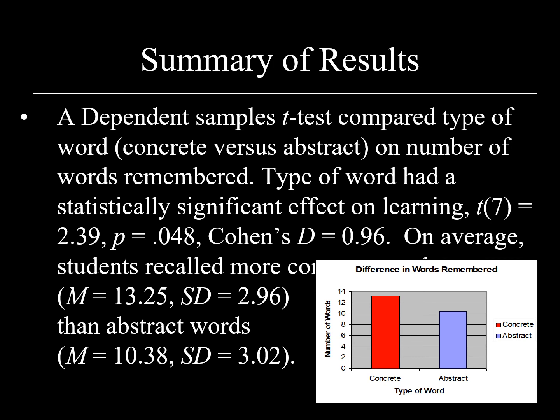And this has been cut off a little bit, but on average, students recalled more concrete words, mean of 13.25, standard deviation of 2.96, than abstract words, mean of 10.38, standard deviation of 3.02. And if we really wanted to punch this home, we might even provide a little bar chart that shows the difference between these two conditions.